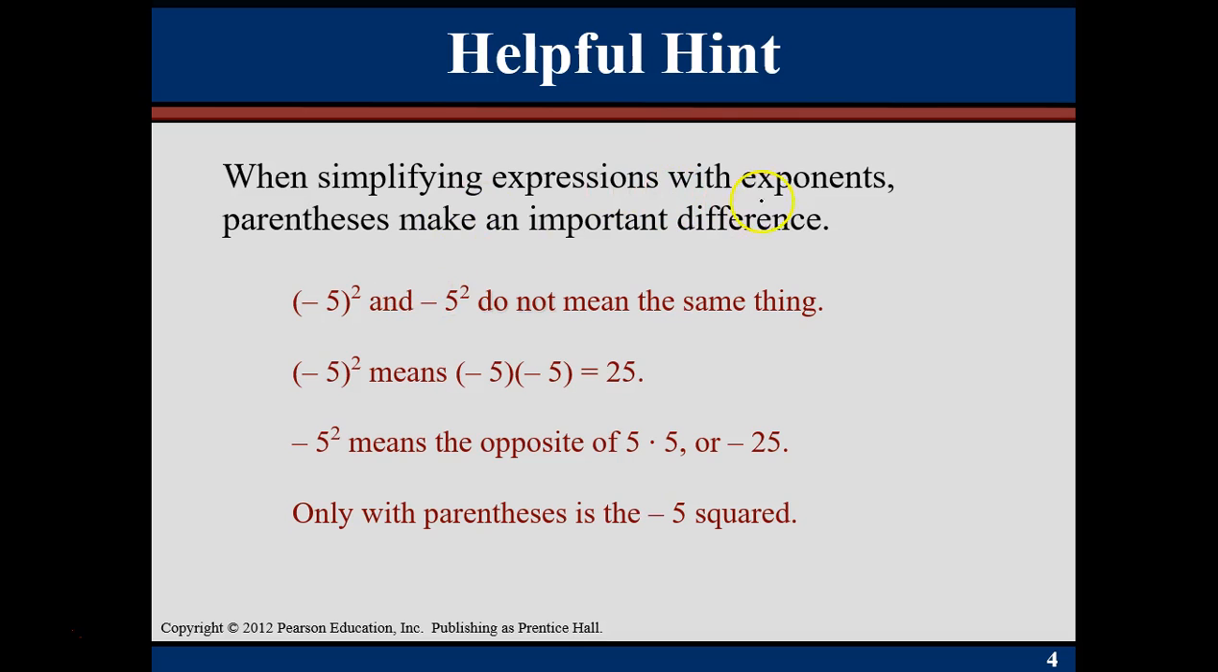When you're simplifying with exponents, parentheses and then exponents mean two different things. So I have negative 5 squared. That's not the same as negative 5 outside of parentheses squared. So parentheses negative 5 squared means negative 5 times a negative 5. Well, that's a positive 25. But without the parentheses, it means square the 5 and then put the negative on. So make sure that you recognize the difference between those two.